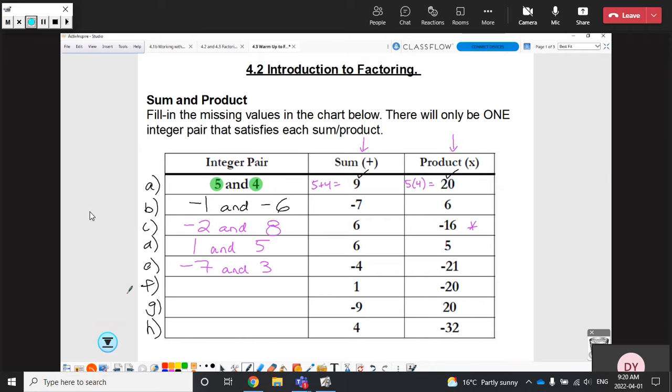How about the next one here? Adds to +1 and multiplies to -20? Yeah, +5 and -4. And it can't be -5 and +4 because we're adding here to a +1. How about this next one here? Yeah, Sean? -5 and -4 for sure. And this last one, what do we got? -4 and +8. Yeah.